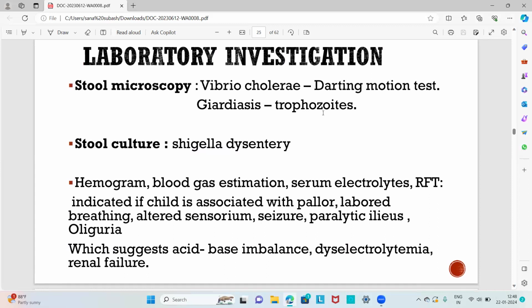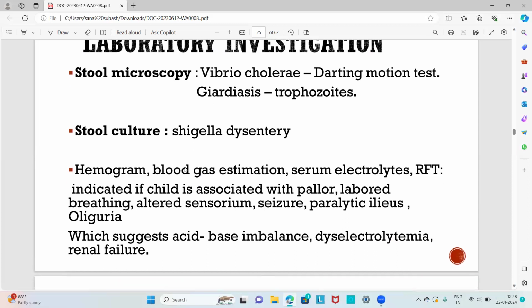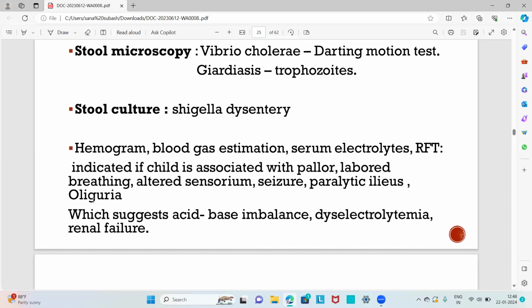We have to look for the darting motion test in the case of Vibrio cholerae and trophozoites in the stool for giardiasis. And also we have to go for stool culture to detect Shigella dysentery. And we have to go for hemogram, blood gas estimation, serum electrolytes, and renal function test, indicated if the child is associated with pallor, labored breathing, altered sensorium, seizure, paralytic ileus, and oliguria, which suggest acid-base imbalance, dyselectrolemia, and renal failure.